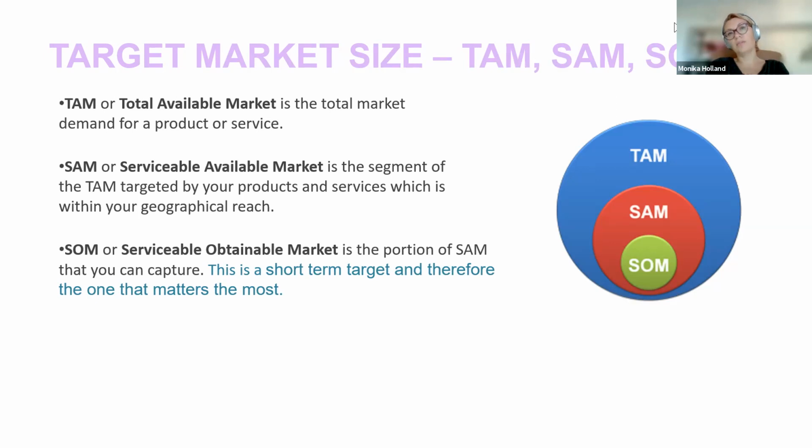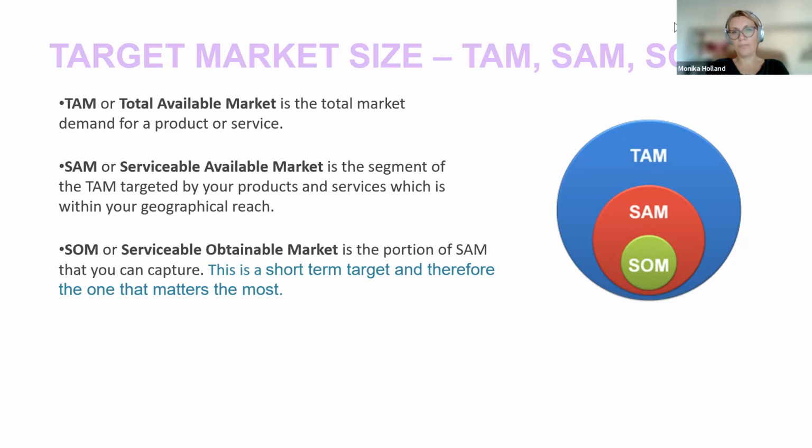Serviceable available market is the segment of that TAM targeted by your products and services, which is within your geographical reach. Then we will think about all the bottled water at that point, right? And we can also divide it into glass bottle and plastic bottle. Then think about the geography. Where can I actually, if I'm entering the market, where my distribution will be initially, locally, right?